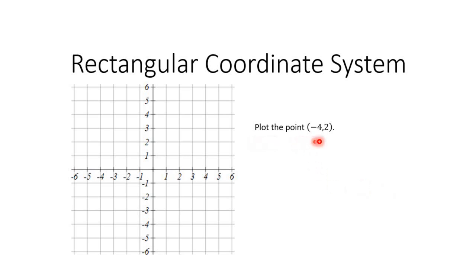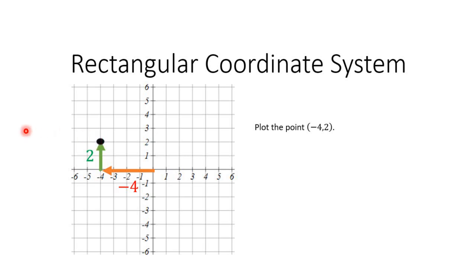So let's plot this ordered pair in the plane. Here we have a rectangular coordinate system consisting of a horizontal number line and a vertical number line. And the ordered pair that we want to plot is (-4, 2). So from the origin, we're going to go 4 units in the negative x direction. Well, on the x-axis, negative is to the left, so I'm going to go 4 units to the left. And from there, I'm going to go 2 units in the positive y direction, which is 2 units up.